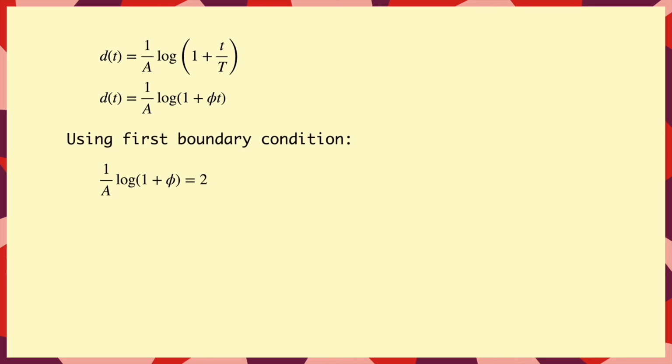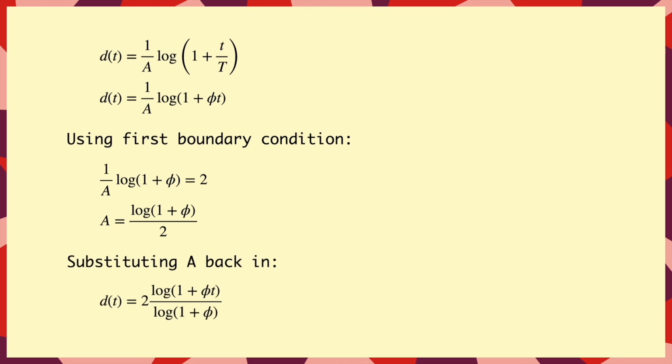But we never worked out the actual value of a, which we need to know if we want to know the distance the snowplow has travelled at any point in time. But we can plug our solution back into the first boundary condition and rearrange it to find a. Then we can substitute this back in for a, and we have our final formula for the distance as a function of time.